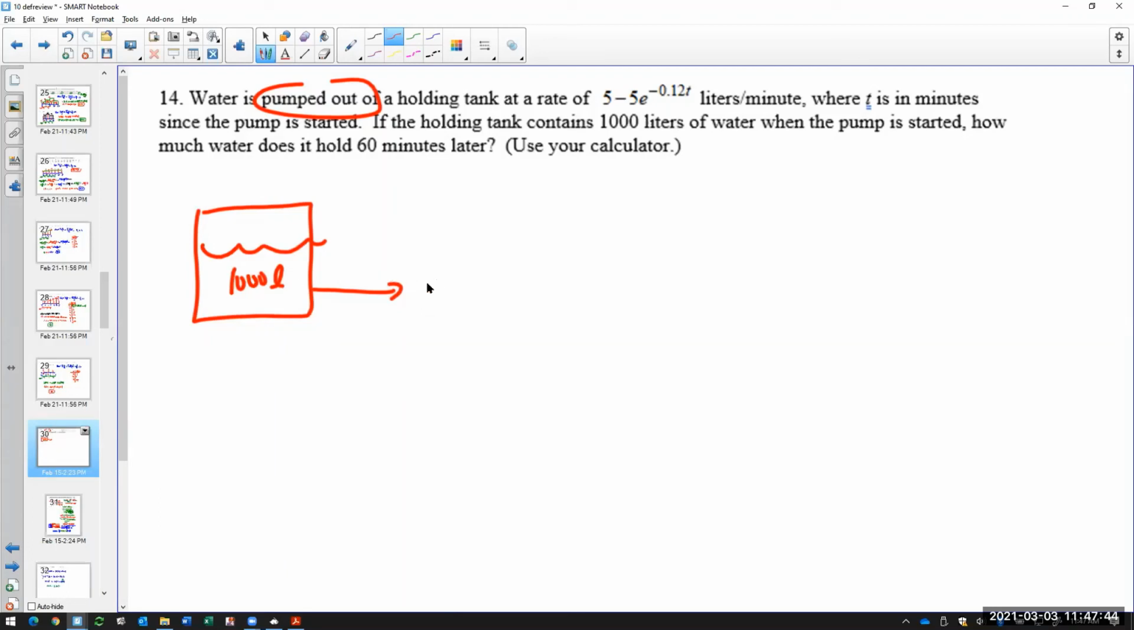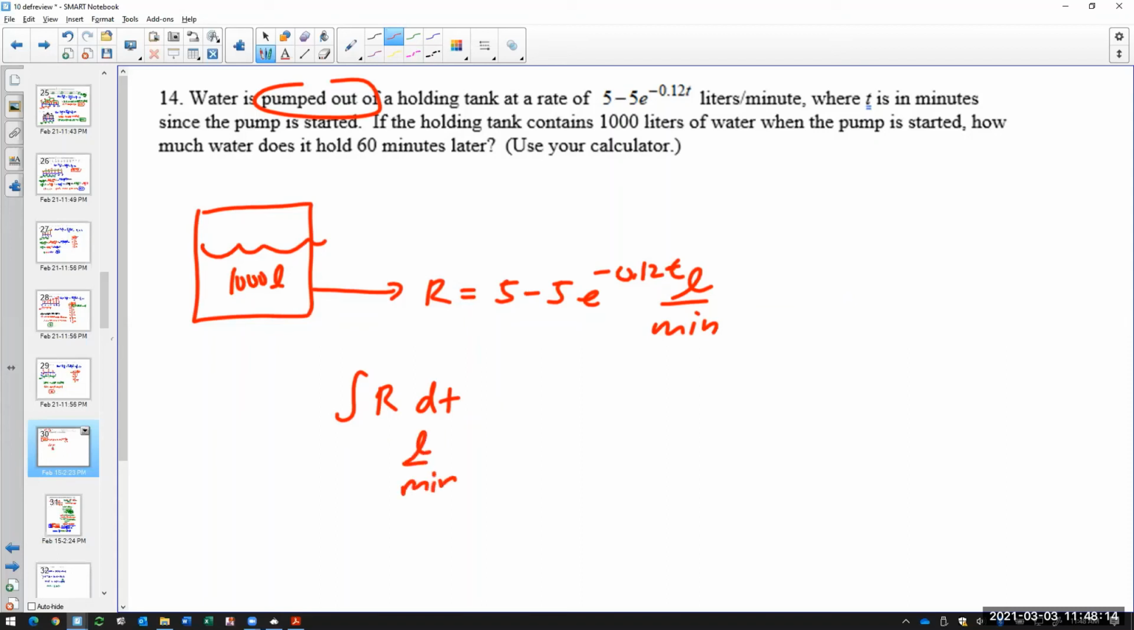Well, the pump is pumping at a rate. So the rate that the pump is pumping is 5 minus 5 e to the negative 0.012 t liters per minute. If you integrate a rate, you get an amount of change, right? So if I integrate this rate, I'll get the change in liters. See if that makes sense. Because think about it. If you integrate a rate, okay, it's a function of time, all right? And so what I get is liters per minute times minutes, because that's what dt is.